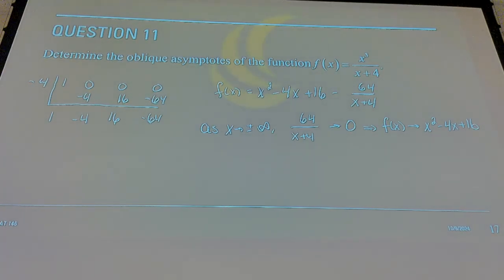Is that linear? No. Linear would have to be degree 1. That's degree 2. No slant asymptote. In this case, we do have an asymptote, it's the parabolic asymptote. But we're ignoring that for this class. There's no slant asymptote.